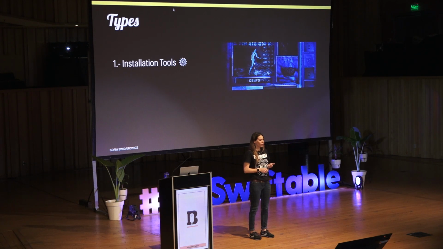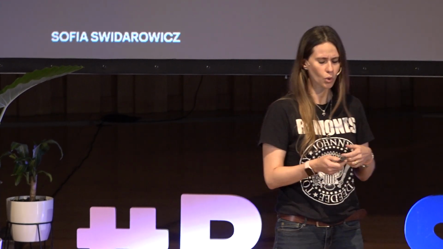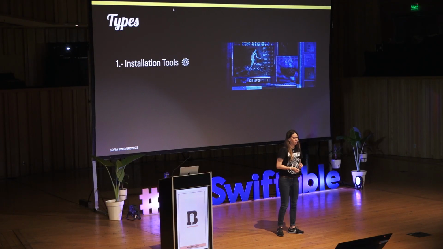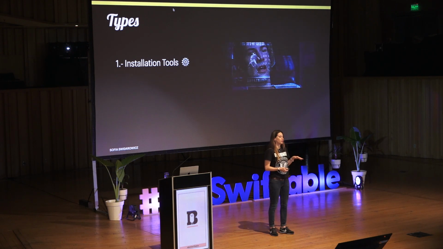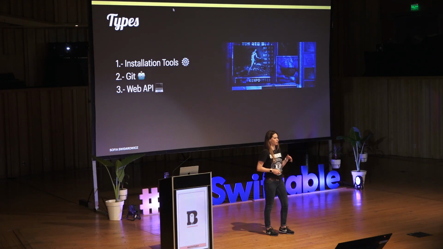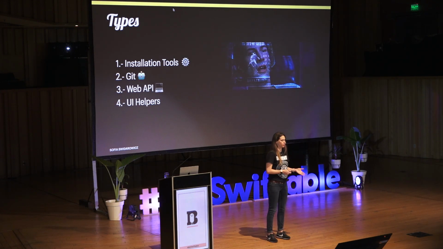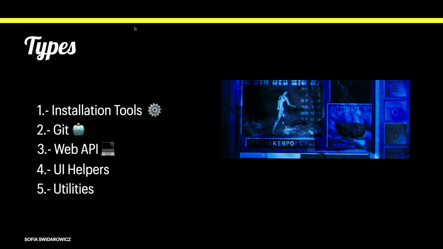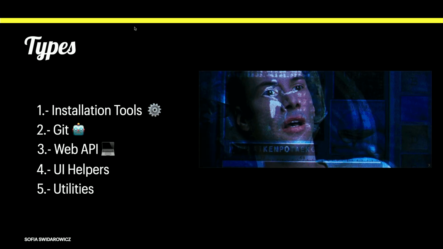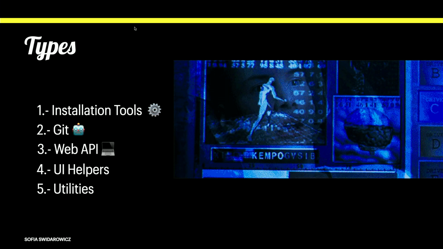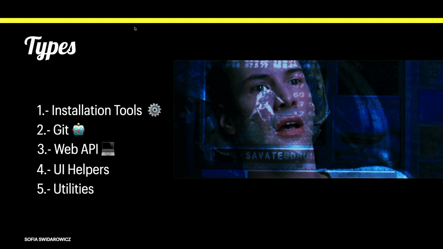So what I want to show you, I categorized all these tools that I found useful while programming, and I put them in different categories. So installation tools will be the first one, Git will be the second, web APIs will be third, and UI helpers and utilities in order. So I hope that you find this useful.